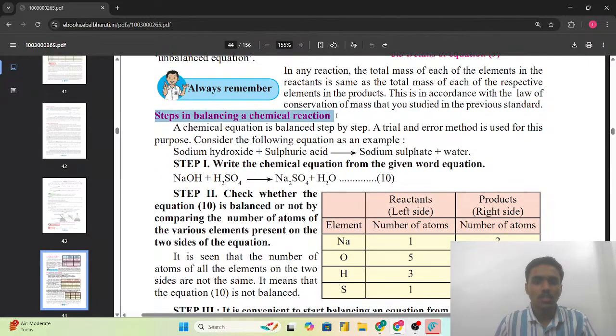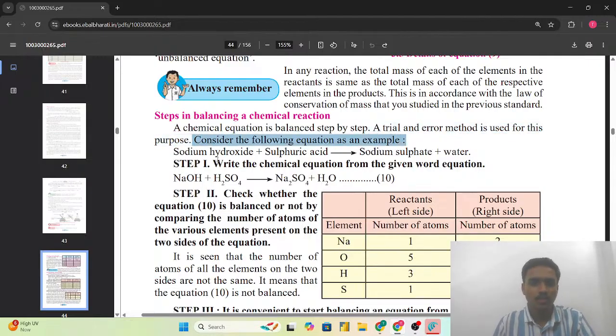स्टेप्स इन बैलेंसिंग केमिकल इक्वेशन, तो क्या स्टेप्स है कि बैलेंस कर सकते हैं हम केमिकल रिएक्शन को. So, a chemical equation is balanced step by step. A trial and error method is used for this purpose. मतलब जो trial and error method है, that we are using for balancing a chemical reaction.